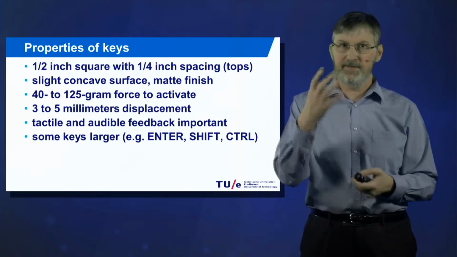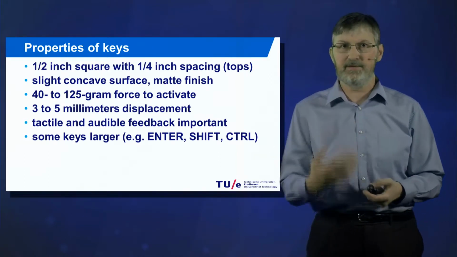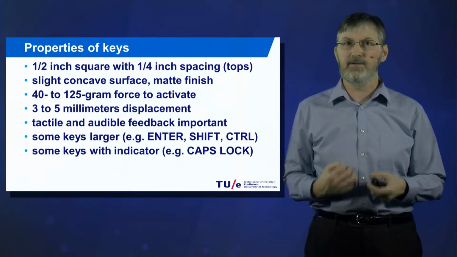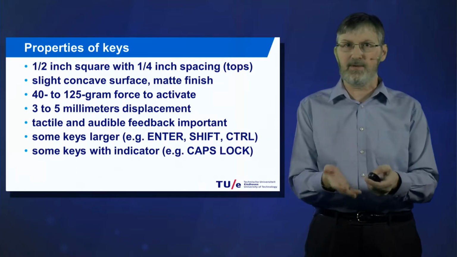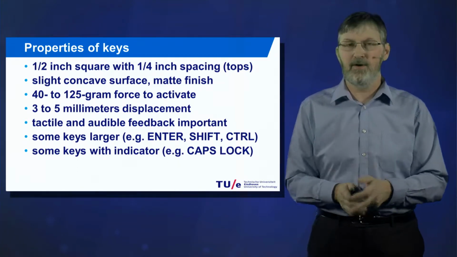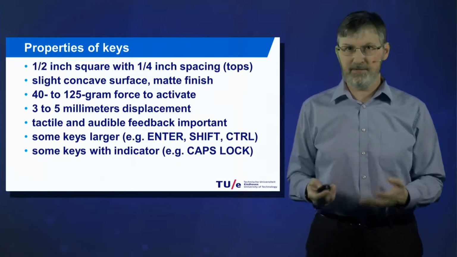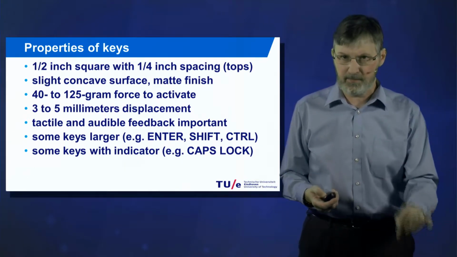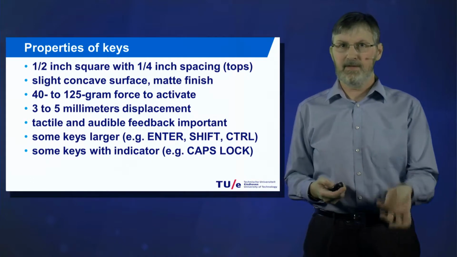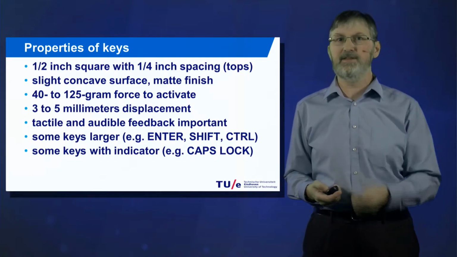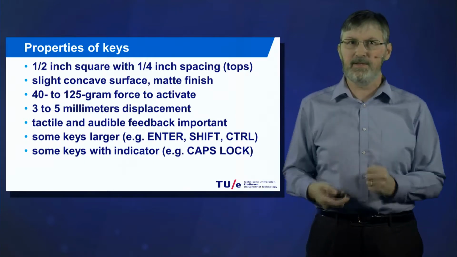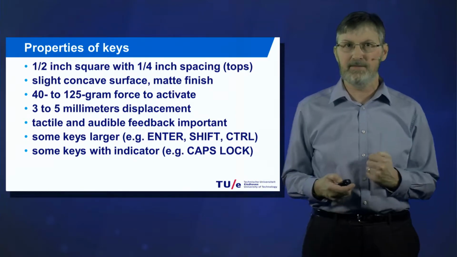Some keys have different measures, Enter, Shift, Control. Some keys also have an indicator, like you need to see whether caps lock is on or off. On the old typewriter, this was visible because the caps lock key stayed pressed. Right? Its physical position indicated whether caps lock was on or off. Right? We need a visual indication, for instance, with a light.